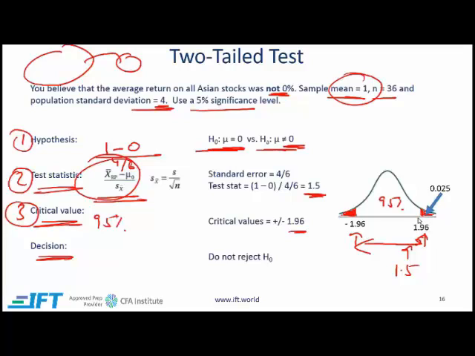So again, just to hammer this in, what's step 1? Define the null hypothesis. Step 2 is come up with the test stat. And then step 3 is come up with the critical values. If the test stat is greater than the critical value, you reject the null. If the test stat is less than the critical value, then you do not reject the null. Alright?